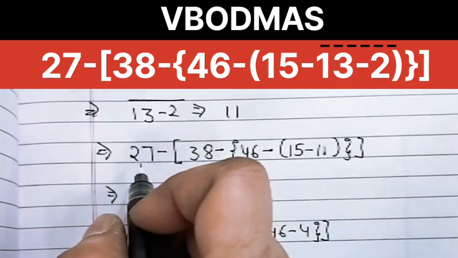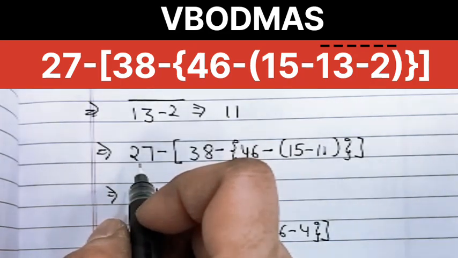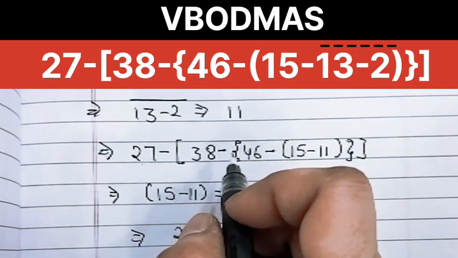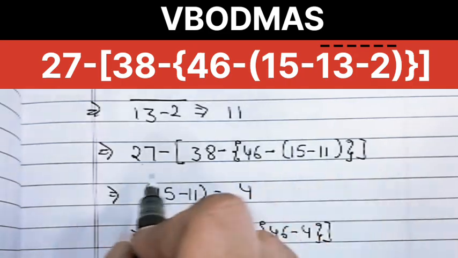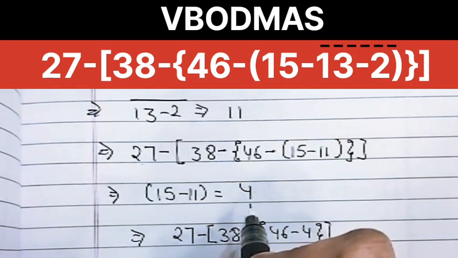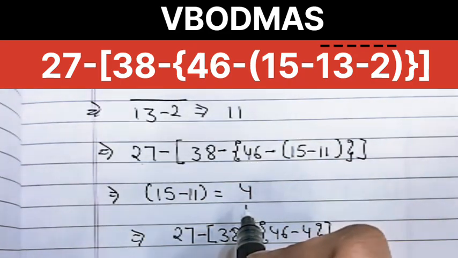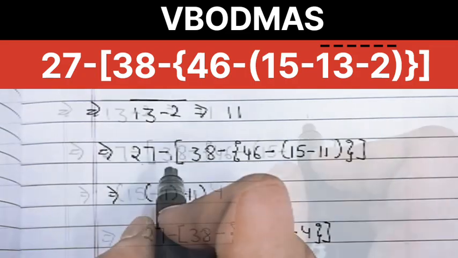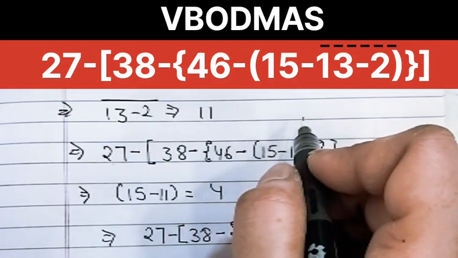Now, the conclusion: by strictly following the VBODMAS hierarchy, we ensure that the vinculum is handled before any brackets, while standard BODMAS starts with the parentheses. So VBODMAS is essential when a vinculum is present, to avoid calculation errors.